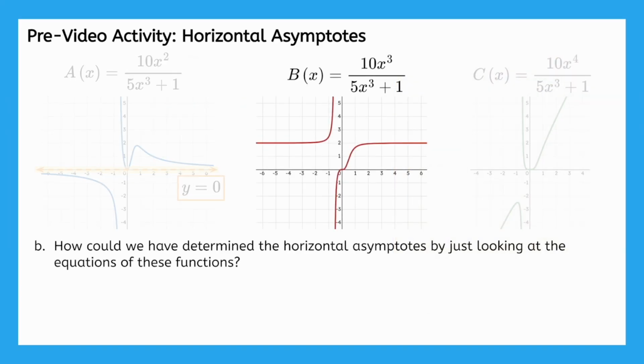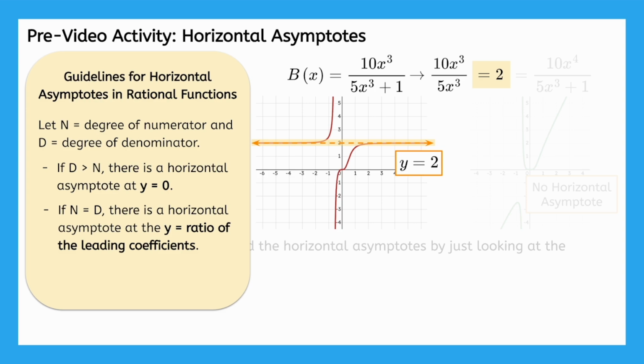How about function b? The degrees of the numerator and denominator here are equal. They are both cubic. As x grows larger and larger, these leading terms become super large, making this constant term of 1 become less and less relevant, which makes the function increasingly closer to just being 10x cubed over 5x cubed, which simplifies to 2. This is why there is a horizontal asymptote at y equals 2, and why every time we have equal degrees, the horizontal asymptote becomes the ratio of the leading coefficients.